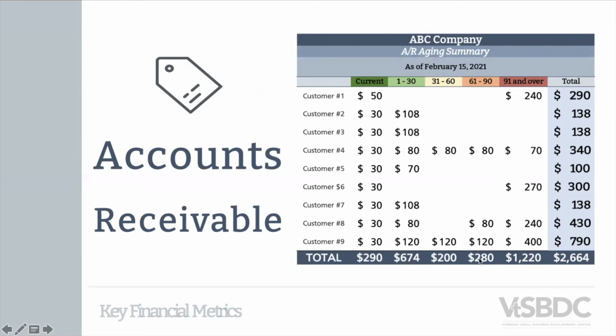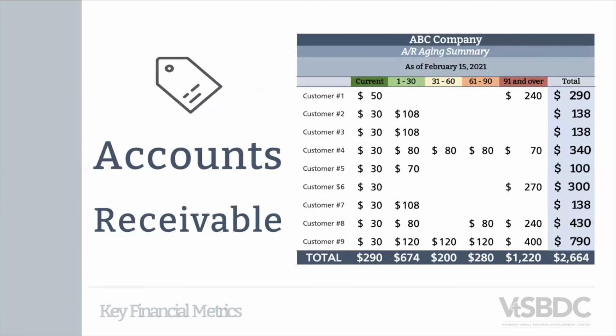So how is this report created? First, you have to create invoices. As soon as an invoice is made, the customer name will show up on this report on the left-hand side, and the amount of the invoice will show up under the current column, meaning that you just created an invoice. If the customer hasn't paid within the terms of the invoice, which is typically 1 to 30 days, then the invoice amount will move to the 1 to 30 column. Hopefully they will pay. You don't see anything over there. But if not, the invoice amount will continue to move to the right as it ages. Now you can see why they call it the aging summary.